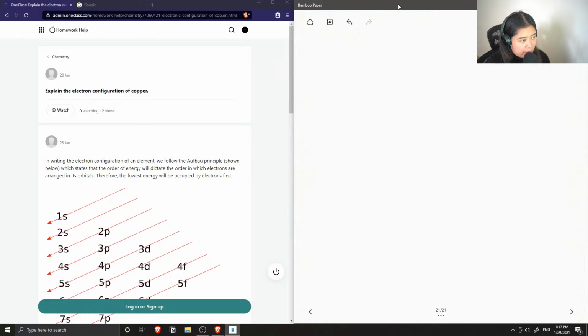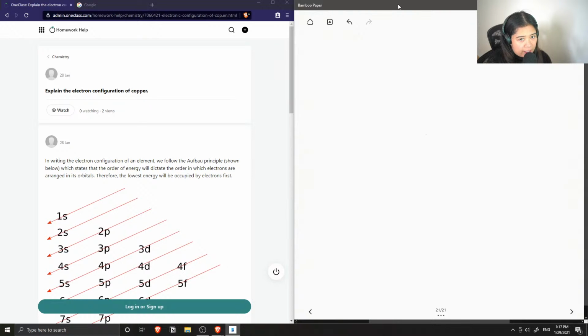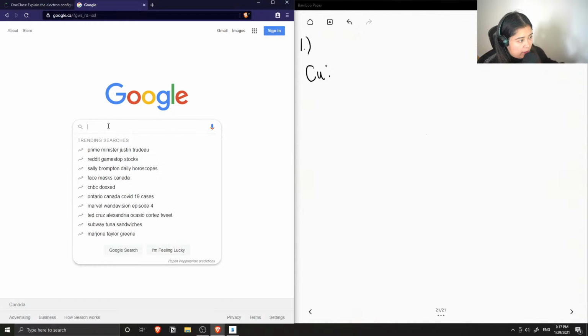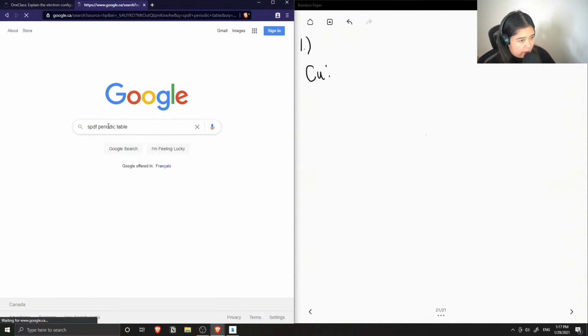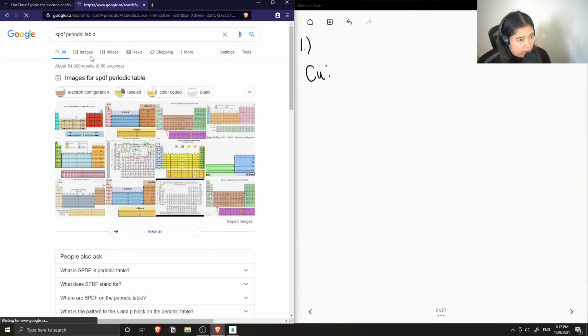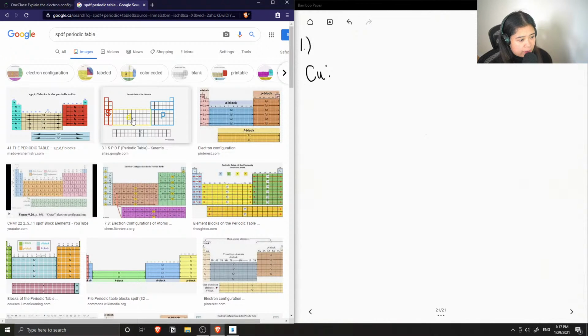Okay, so question 1 says to explain the electron configuration of copper. First let's write out the electron configuration for copper. And the first step in writing the electron configuration is to first divide your periodic table into the different orbital shells.